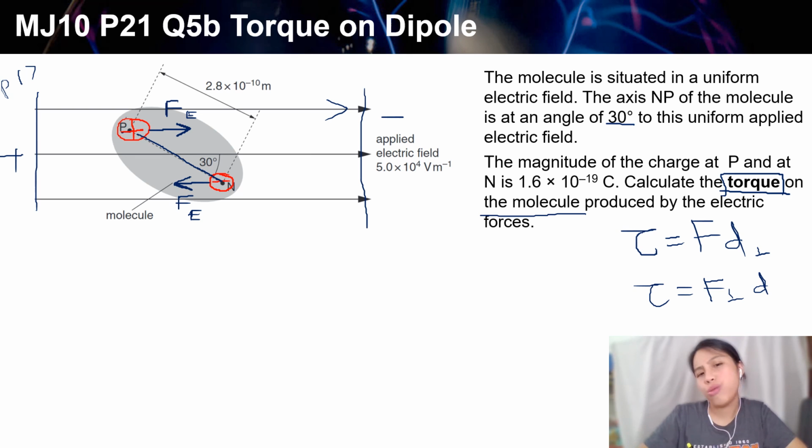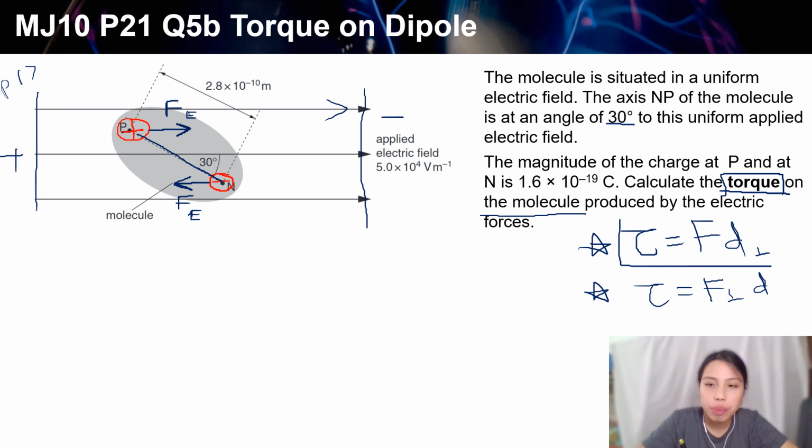Now there are many ways to calculate this. You can either use this formula or this formula, depending on which one you're more comfortable with. I'm going to go with this one. I'll find the perpendicular distance and find the torque.